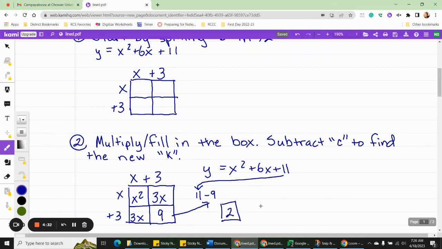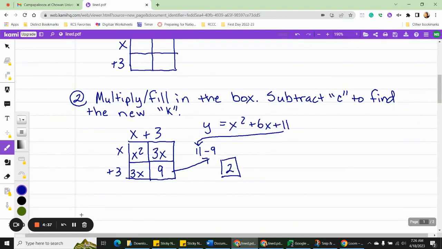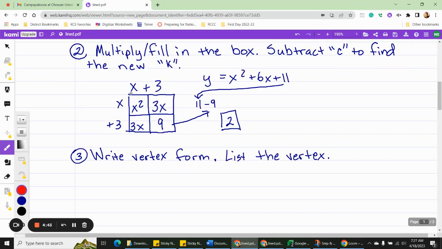So I have what I need to write this thing in vertex form. Let's write it out. So third step, let's write vertex form and list the vertex. Okay, so for vertex form, we're going to use these x plus 3 expressions. I'm going to write y equals x plus 3, write that in parentheses, and it's going to be to the second power. And then I'm going to use that new number that I just found over there, the 2. It's a positive 2, so I will write plus 2. And that is vertex form.